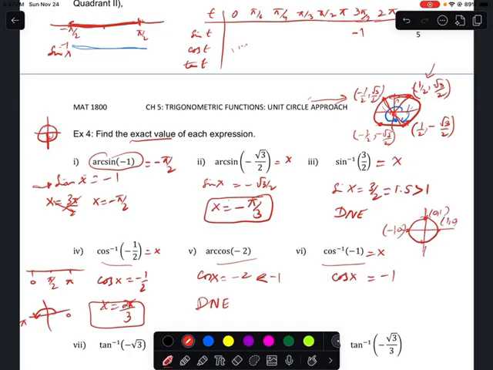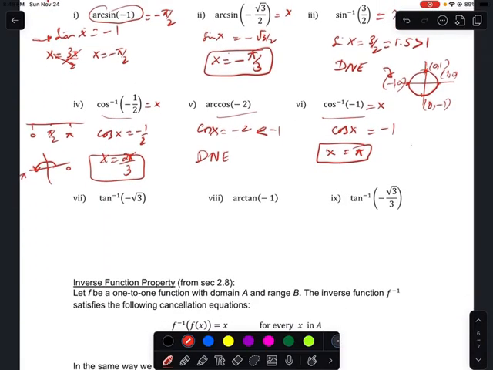So this is our answer. Now what about arc cosine of negative 2? So this means cosine of x equals negative 2, but negative 2 is a number which is less than negative 1. And remember, the cosine inverse has the domain from negative 1 to 1. So anything below negative 1 or anything above 1, we cannot find cosine inverse of that. Neither can we do sine inverse of that. Okay, so this will have no value or does not exist.